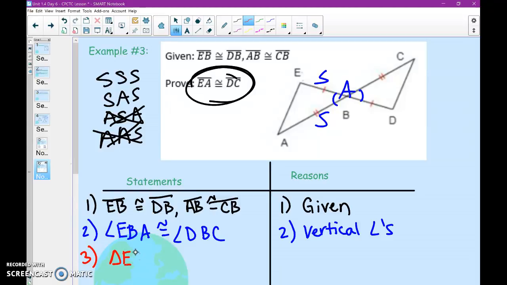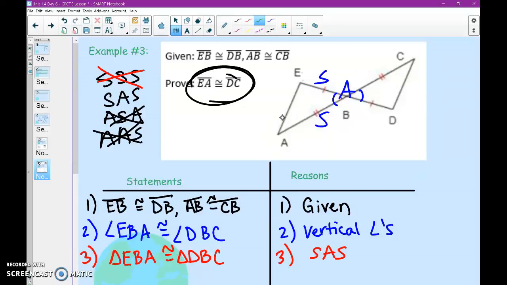If I say triangle EBA, E goes with D, B goes with itself, and then C is the final one. And again, it's by SAS. Gotta put that in there. Can't do the CPCTC until I get that part done. Super easy final step. Once I've proven this, I can say any of the corresponding parts are congruent.